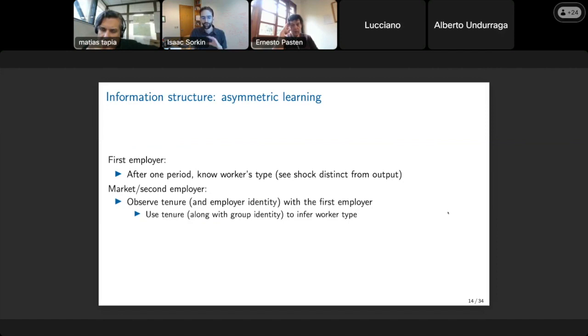So just in terms of the time it takes for the firm to figure stuff out, there's how long it takes the firm to figure stuff out, and then there's how long it takes the market to infer the worker's information set. And so there are these two types of learning.